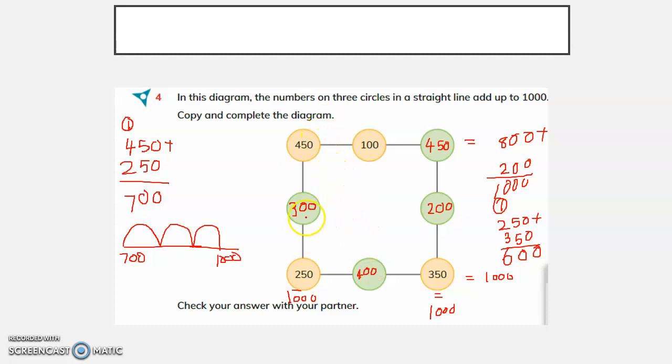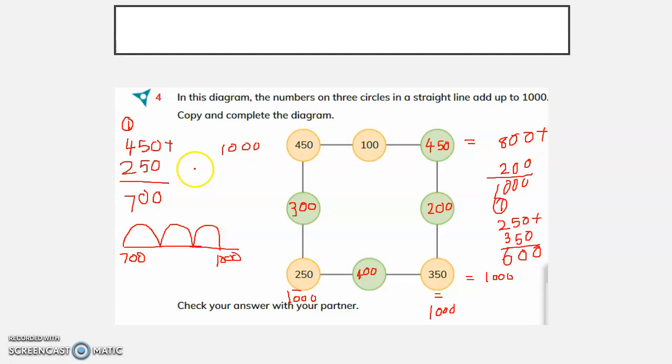So here, you can use any method to find the missing numbers. The only thing is, when you add these three numbers, you should get 1000. When you add these three numbers, again you should get 1000. In a straight line, any 3 numbers you add will give 1000. So add these and find how much needs to be added. You can use a number line. You can use mental calculations. You can use subtraction as well. Whichever method you find easy, you can use to find the missing number.